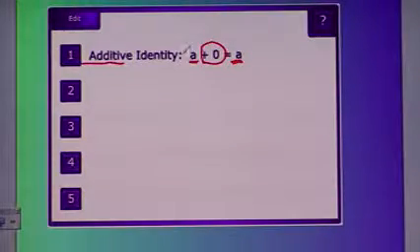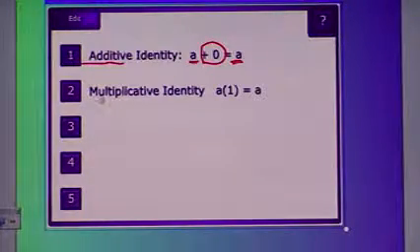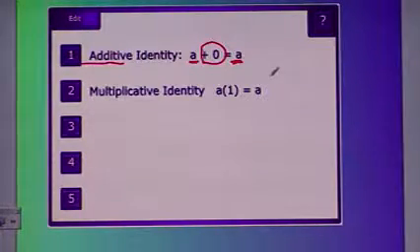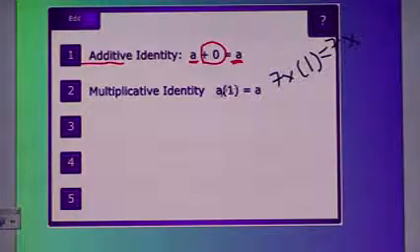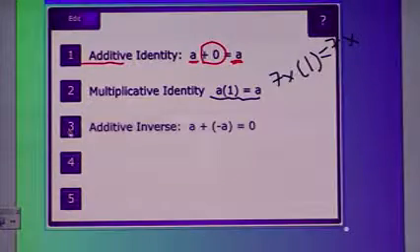Additive identity: you take any number and you add 0 to it, you'll still get the same number you started with. So multiplicative identity means if I have a number, let's say I have 7x, and I ask, what can I multiply it by so that I still end up with 7x? The answer is 1. So this is an example of the multiplicative identity. Whenever you multiply something by 1, you still get the same number you started with.